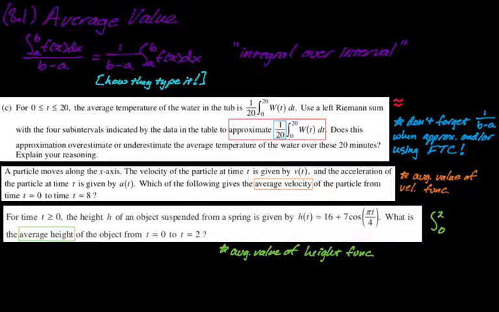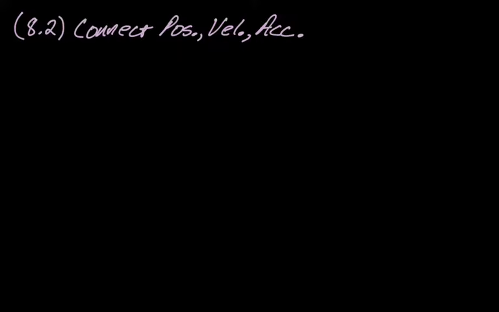So this is going to be the integral from 0 to t, h of t dt over 2 minus 0. All right, so that is average value. That's section 8.1. We're going to do all of them. So let's keep going. 8.2.